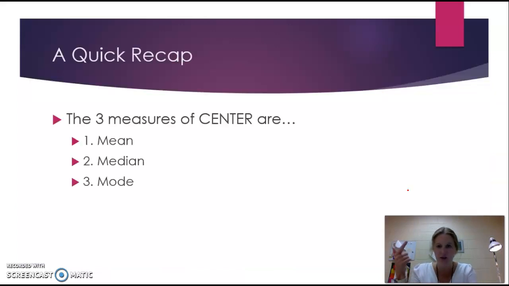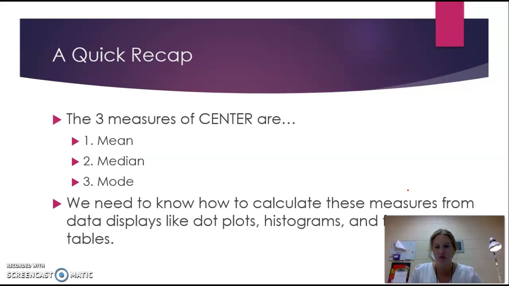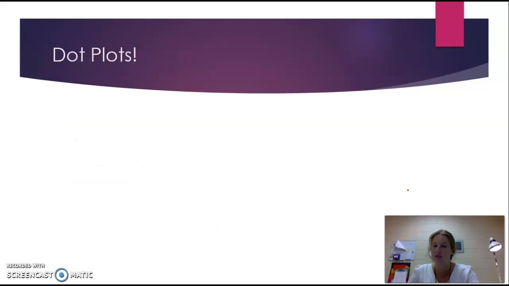The three measures of center, quick recap. We got mean, median, and mode, okay? Again, we found these things from a list of numbers. Now we're gonna look at them from a dot plot, from a histogram, and from a frequency table, which you'll see is a lot harder to do. So here we go. From a dot plot.